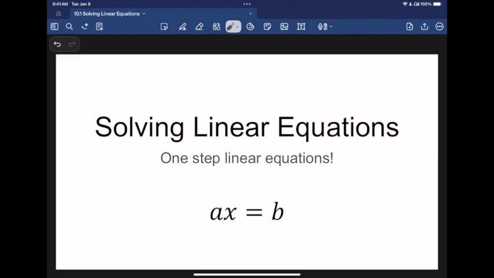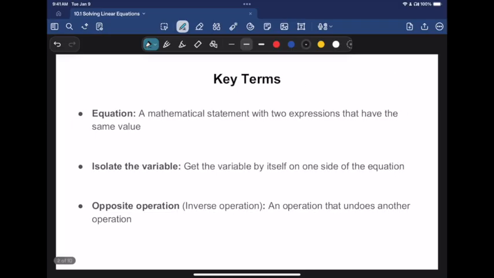Hello, grade 8s. Today we are learning about solving linear equations. One-step linear equations in the form of ax equals b, where a and b can be any number and x is our variable. So let's get into it. First things first, I want to review some key terms.